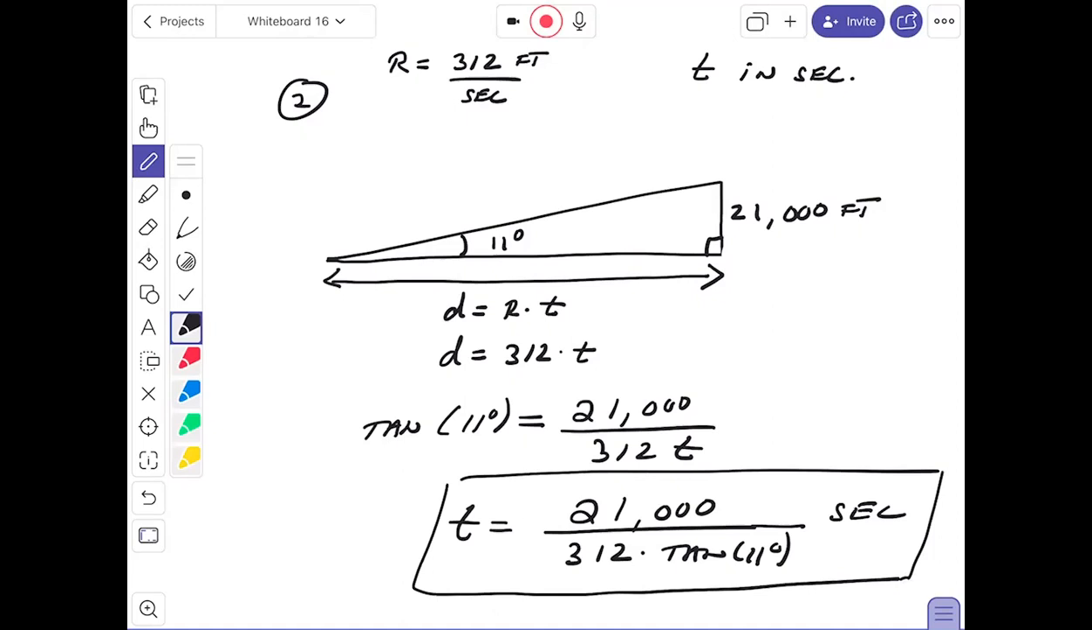I'm going to pick the calculator up again. I'm going to do this. It's 21,000 divided by 312 divided by the tan of 11. And I'm going to write down what you get. You get t. Whoops, that's an approximate number. I don't want to put an equal sign down. That would be crazy. It's approximately, and they did say use 2 decimal places. Let me write this down. 346.27, and that's seconds.